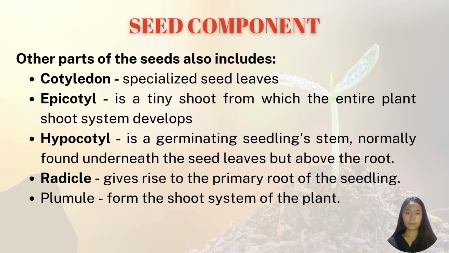So next, other parts of the seeds also include the cotyledon, which are specialized seed leaves. And then the epicotyl is a tiny shoot from which the entire plant shoot system develops. The hypocotyl is a germinating seedling stem and normally found underneath the seed leaves but above the root. And then next the radicle, which gives rise to the primary root of the seedling, and the plumule, which forms the shoot system of the plant.